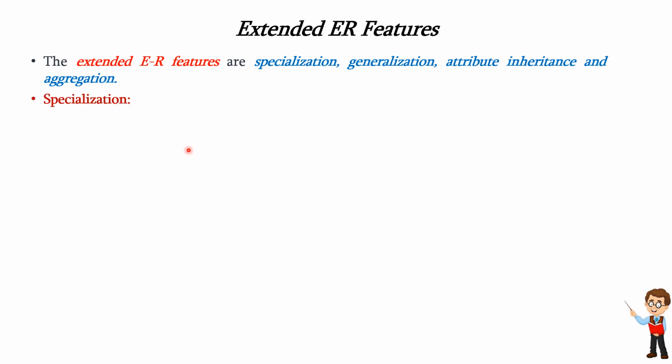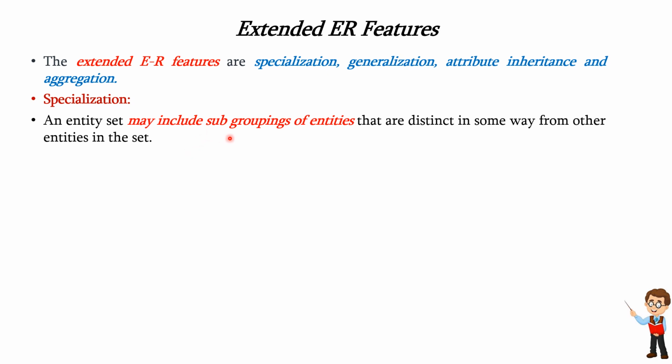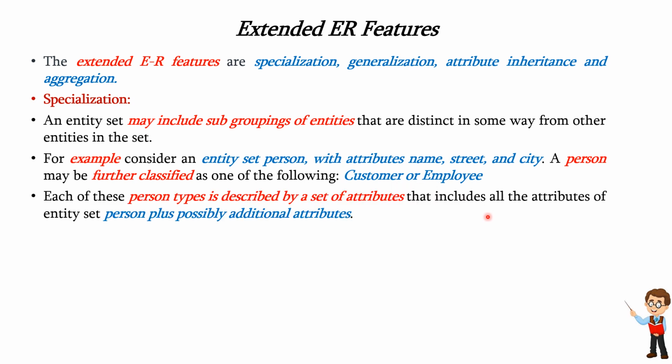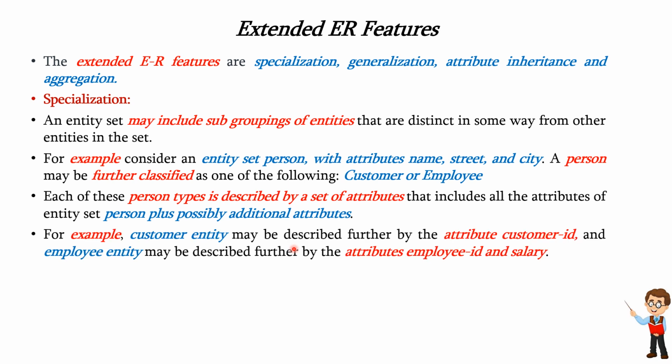First, let us see about specialization. An entity set may include subgroupings of entities that are distinct in some way from the other entities in the set. For example, consider an entity set person whose attributes are name, street and city. A person can be further classified into one of the following subgroupings, that is customer or employee. So an entity set person can be further represented as a customer or employee. Each of these person types is described by a set of attributes that includes all the attributes of the entity set person plus possibly additional attributes.